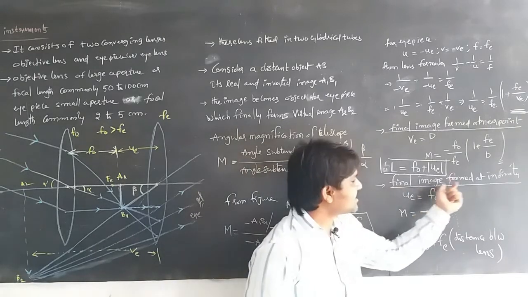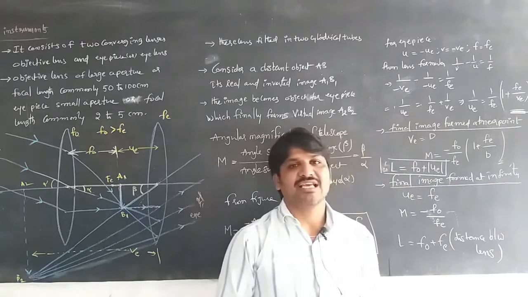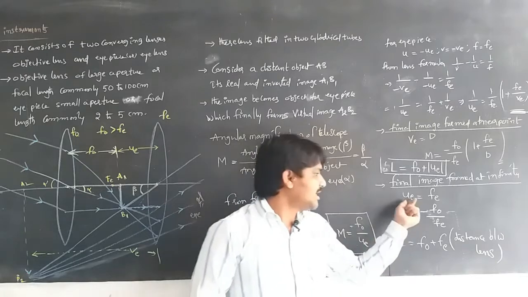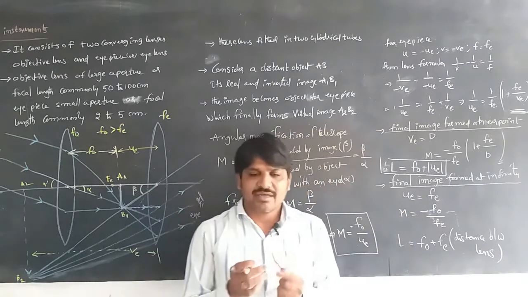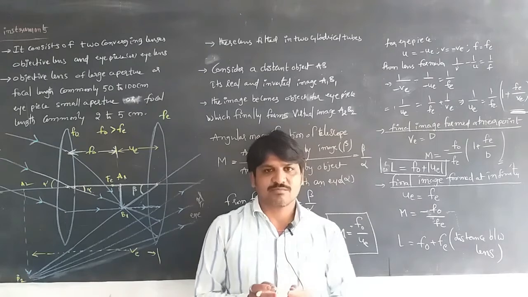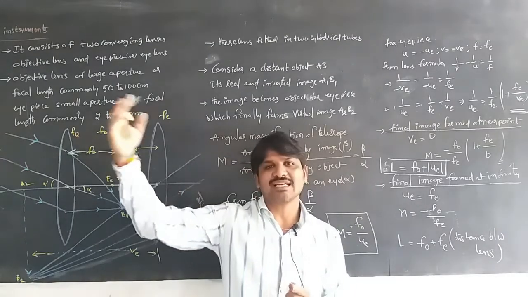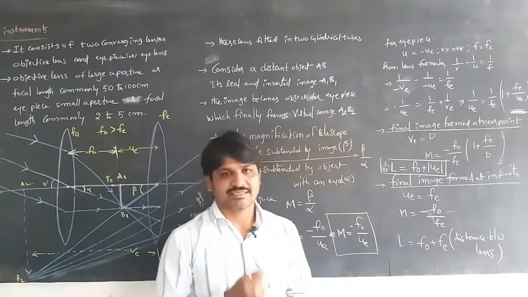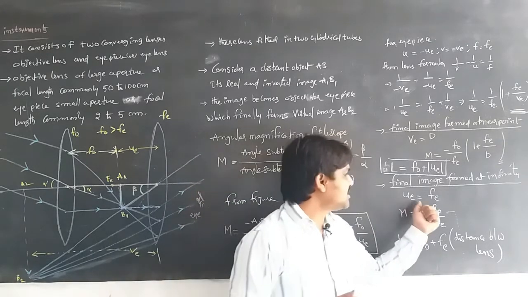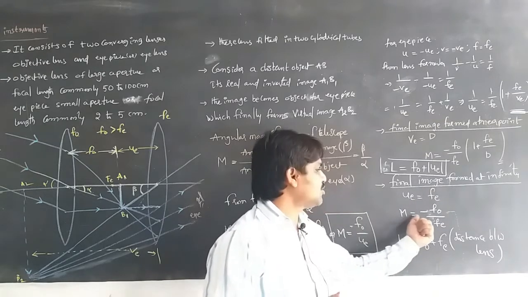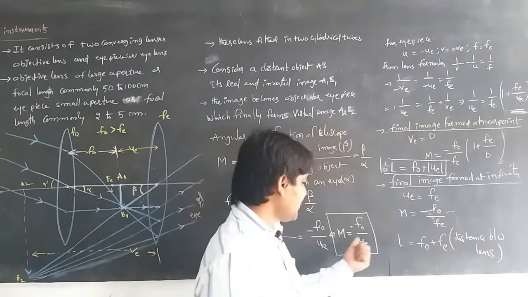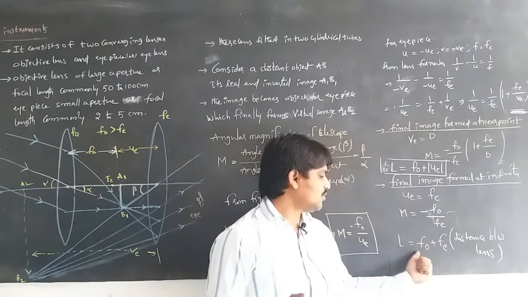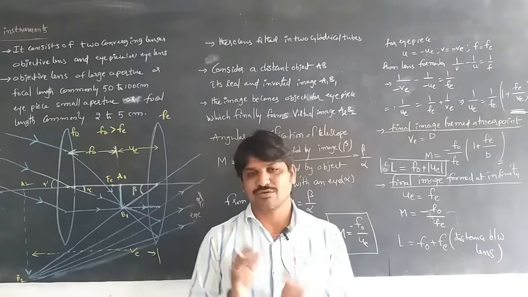Then the final image is formed at infinity. If the image is formed at infinity by the astronomical telescope, then UE is equal to FE, because only when the object is at the focus can the image be formed at infinity by refraction. We already discussed this in earlier videos. So UE is equal to FE, and M is equal to minus F0 by FE. From the magnification formula, the distance between the two lenses will be L is equal to F0 plus FE.